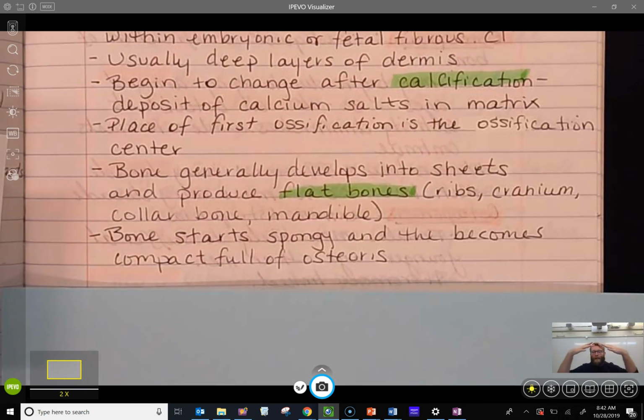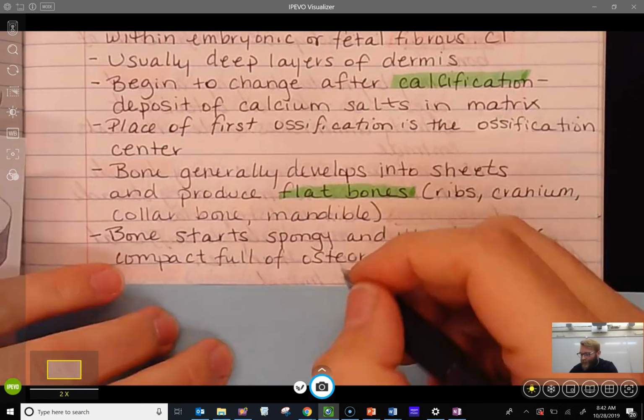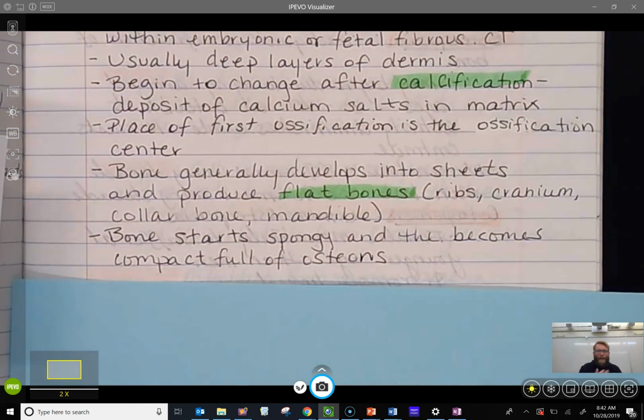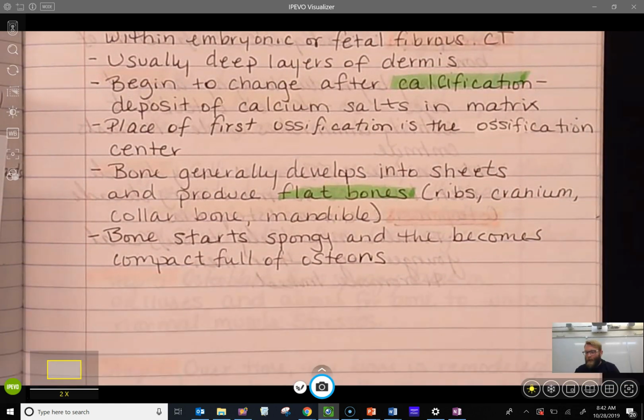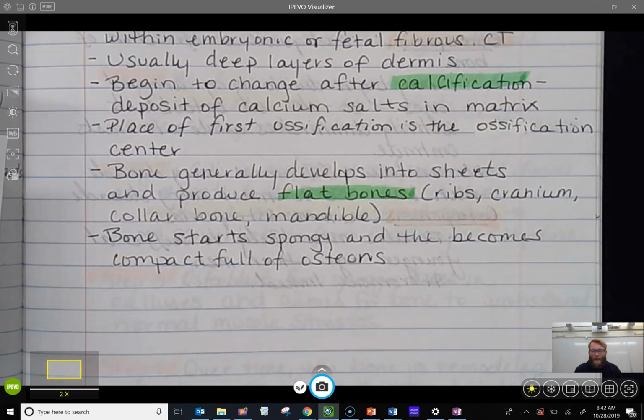The thing with this bone is that it starts out spongy initially, so that cartilage fills in and networks together, and then we fill in those spaces with more compact bone. This starts to fill with lots and lots of osteons that allow the bone to stick together. So what you really need to know is that intramembranous ossification is going to be between flat bones. We start to fuse them together into one big sheet of bone.